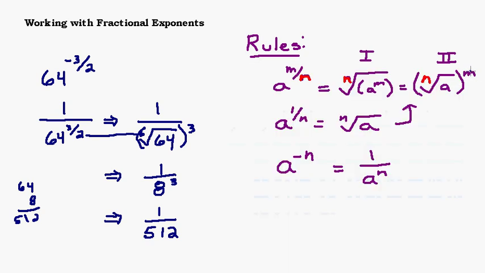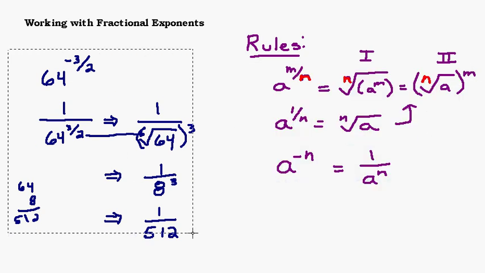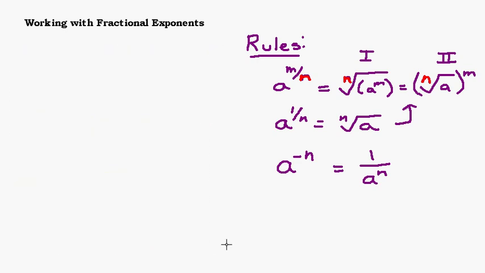All right, let's have you guys try one on your own. Maybe pause the video and see if you can make this work out. Let's try 27 to the negative 4/3. Why don't you pause the video and give this a try, and then hit play when you're ready to check your answer.